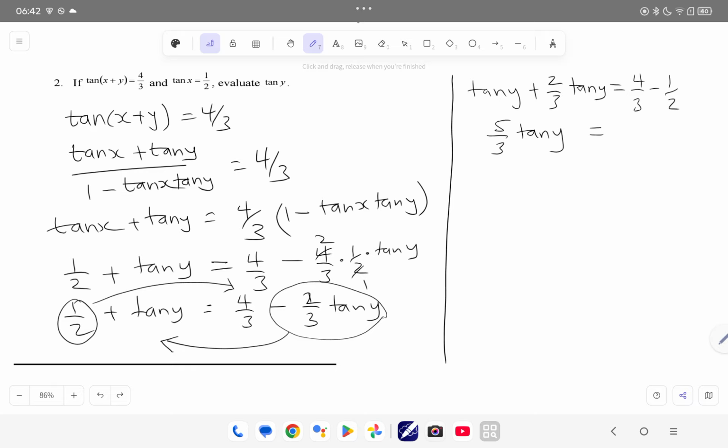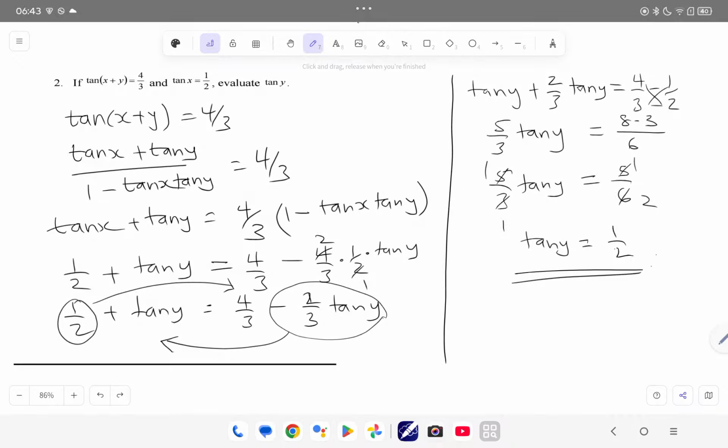This side shall have an LCM of 6. This is 8 minus 3. So we shall have 5 out of 3 tan y is equal to 5 out of 6. By 5, 1, by 5, 1, by 3, 1, by 3, 2, which means tan y is equal to a half. We have got the value of tan y.